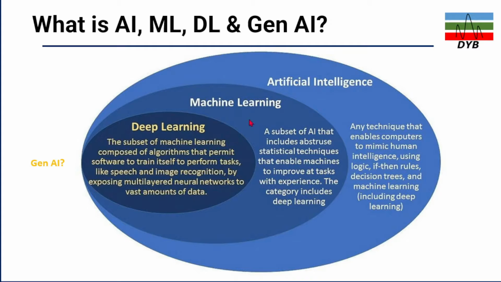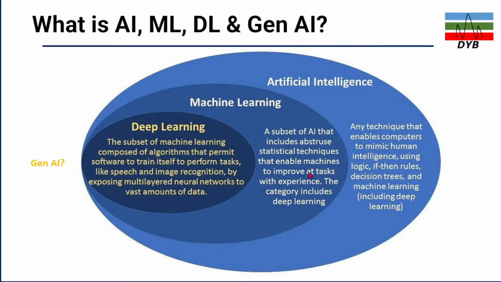Within that onion, machine learning is a subset of artificial intelligence and includes statistical techniques that enable the machine to improve at a task with experience. In this, we have supervised learning, unsupervised learning, and reinforcement learning. You can look at further detail of these types of machine learning in the video above from that link.